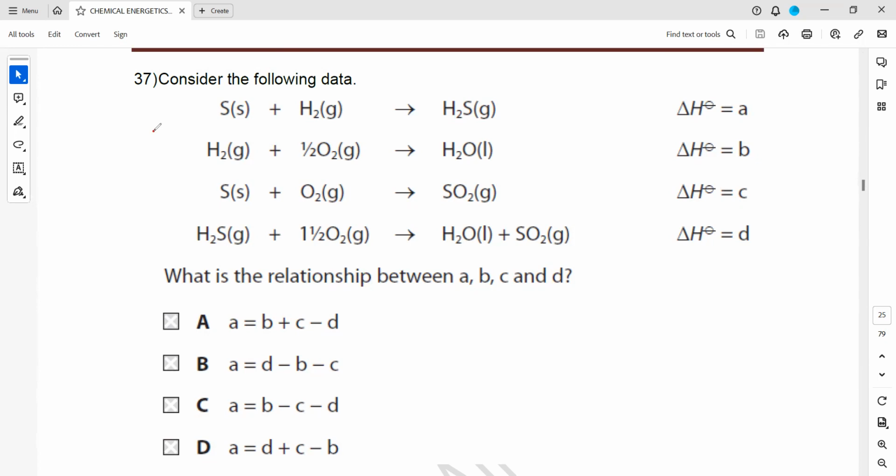As you can see, data is given: A, B, C, and D are the four different reactions. What is the relation between A, B, C, and D? To work out the relation, you have to relate these equations with each other and make a cycle, using Hess's law. The overall energy change is independent of the route or the path by which a chemical reaction takes place.